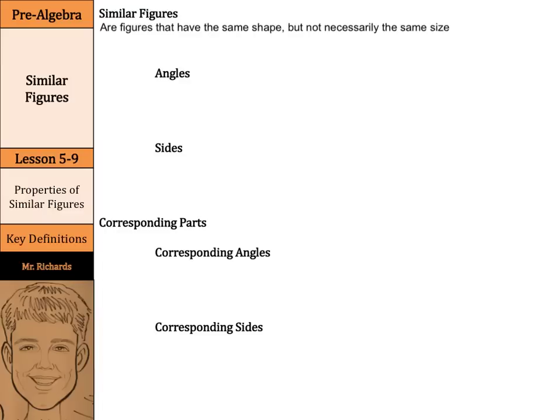Now, for two figures to be similar, something has to be true about their angles and their sides. First off, the corresponding angles are congruent, or, in other words, have the same angle measure. And when it comes to the corresponding sides, the sides are proportional and are opposite, or have opposite corresponding angles.